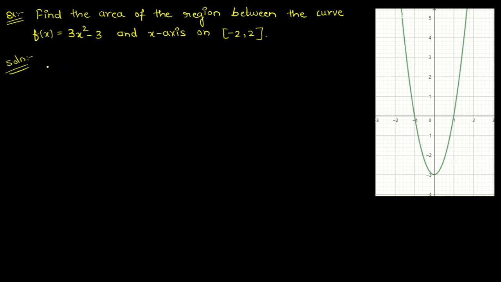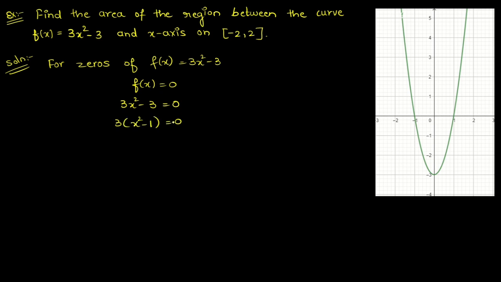So let's see if we are going to get the same thing when we are solving. The first thing we are doing is we are going to get the zeros of f of x. For the zeros of f of x, that is 3x square minus 3, we take f of x is equal to 0. That is 3x square minus 3 is equal to 0. If you simplify this, take 3 common, we get x square minus 1 is equal to 0. 3 equal to 0 is not possible. So we have x square minus 1 is equal to 0.